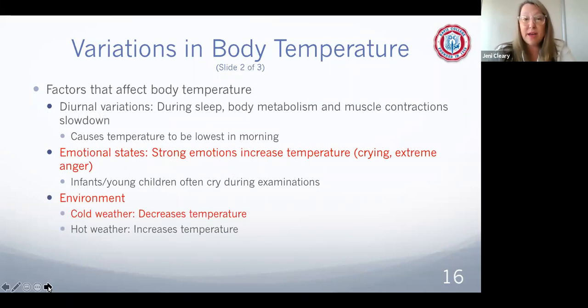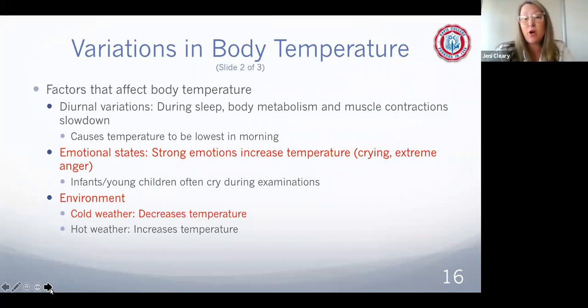Factors that affect body temperature, the diurnal variations. This is during sleep. The body metabolizes and muscle contractions slow down. This causes temperatures to be lowest in the morning. Emotional states. Strong emotions increase temperature. Crying, extreme anger, rushing to get to the doctor's appointment. All of this takes effect, and their temperature in their emotional state will run higher.